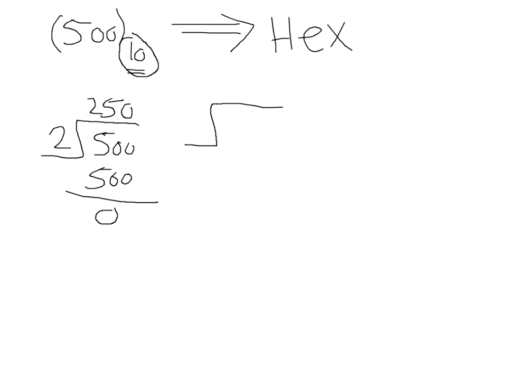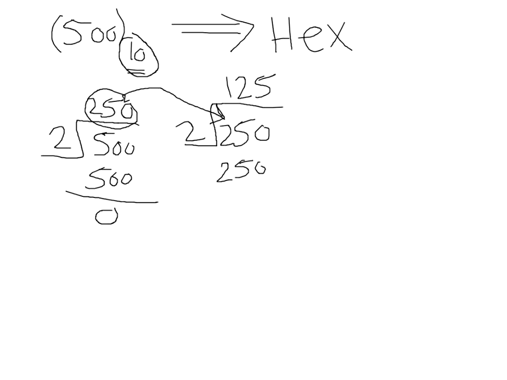By the way, the page is not going to be enough, but I'll go on. Now we're going to have to bring this result here. So we say 250 again divided by 2. It's 125. 125 times 2 is 250. Also, the remainder is 0. Now we're going to have 125 divided by 2.